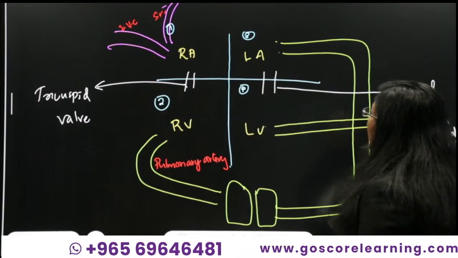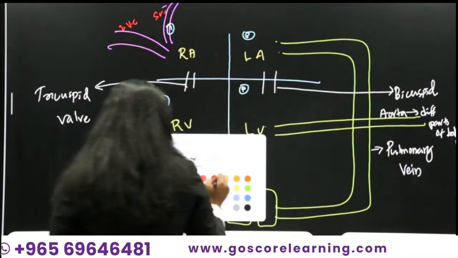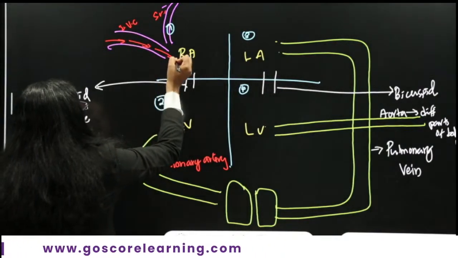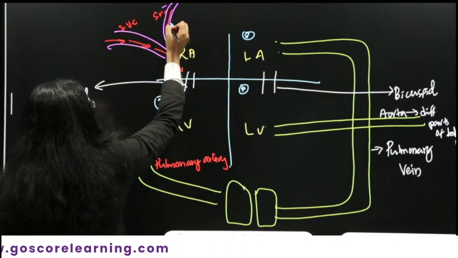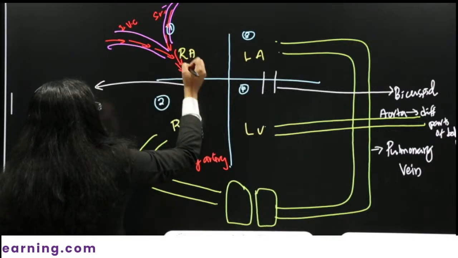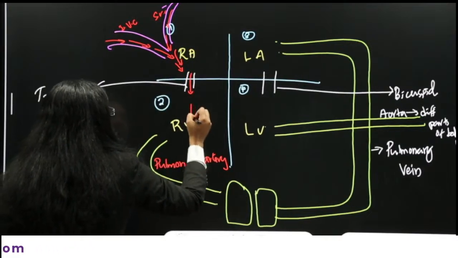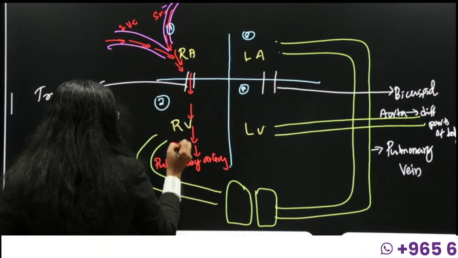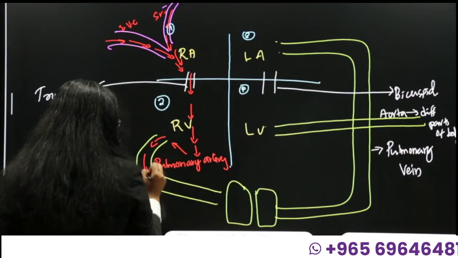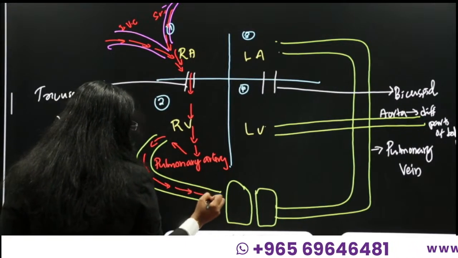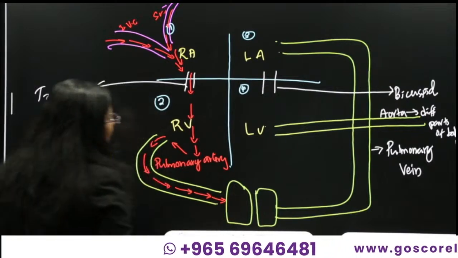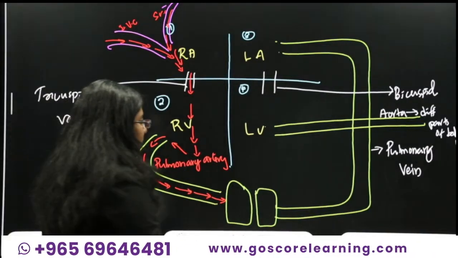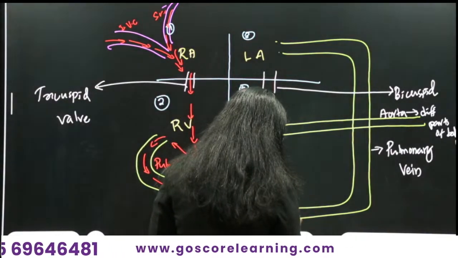So I can mark here in red color how the blood is moving. This is the pathway of the blood where it enters into the right atrium, then it moves to the right ventricle. Then from the right ventricle, it moves to the next region, that is the pulmonary artery. Gaseous exchange takes place, and after gaseous exchange, it is given to the next region.